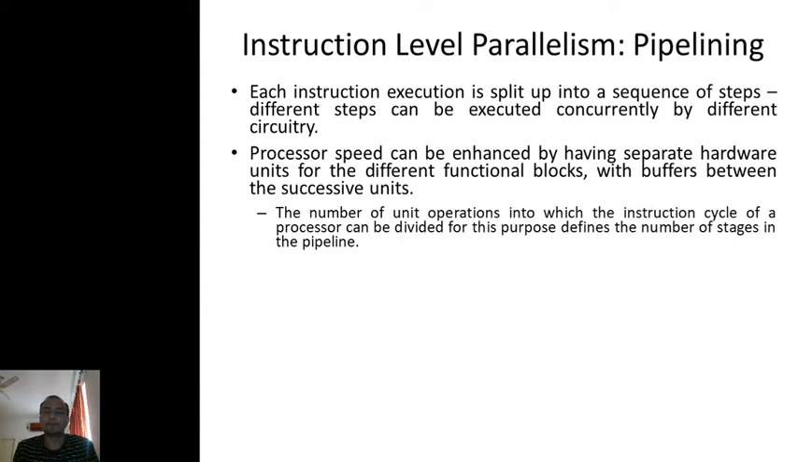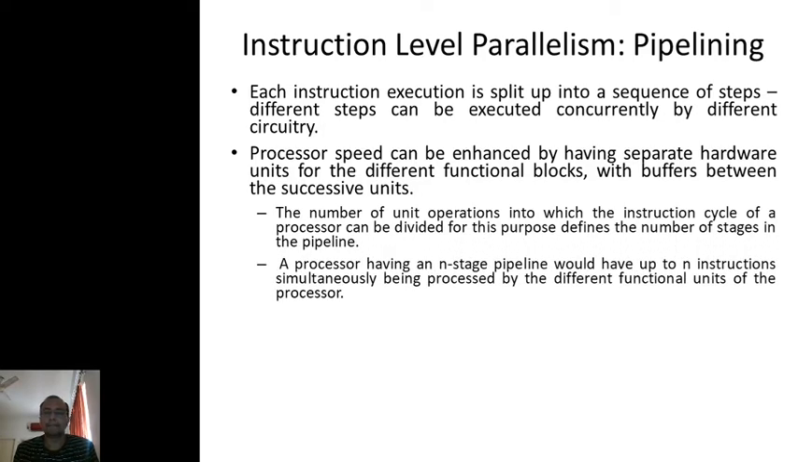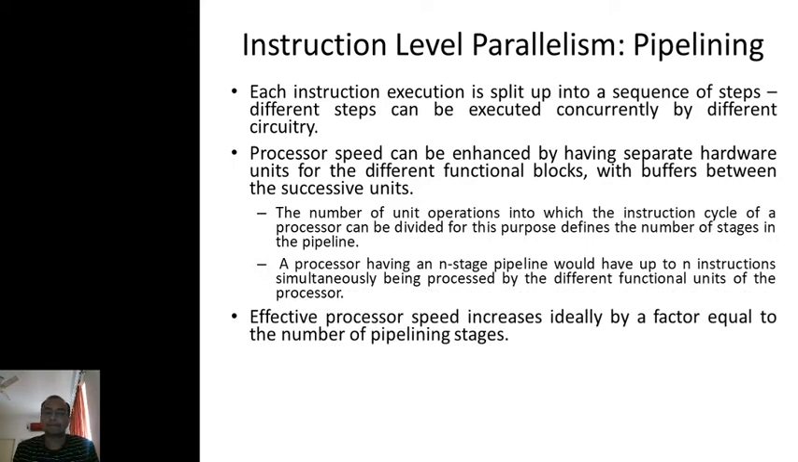The number of unit operations into which the instruction cycle of a processor can be divided defines the number of stages in the pipeline. So we have a finite number of pipeline stages, depending on the number of unit operations into which we divide the execution. A processor having an n-stage pipeline would have up to n instructions simultaneously being processed by different functional units of the processor, and the effective processor speed increases ideally by a factor equal to the number of pipelining stages.